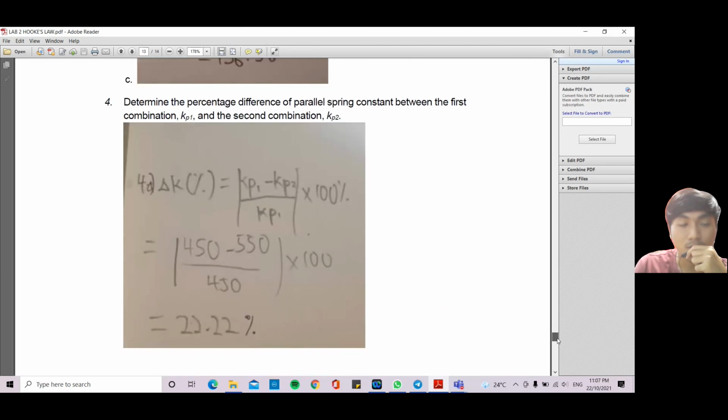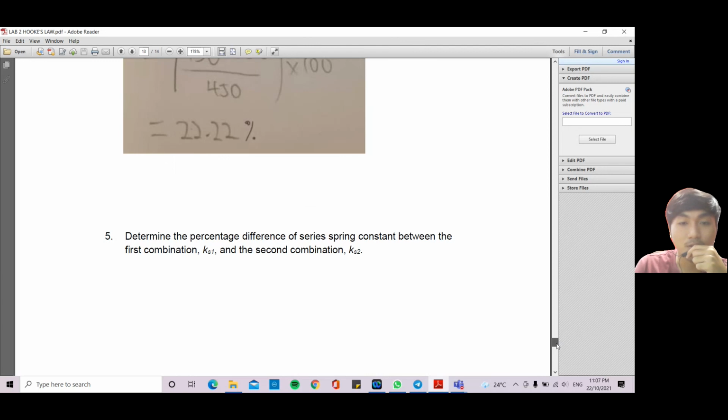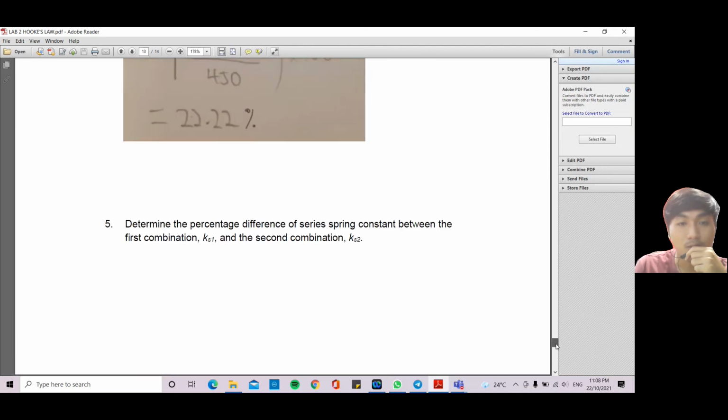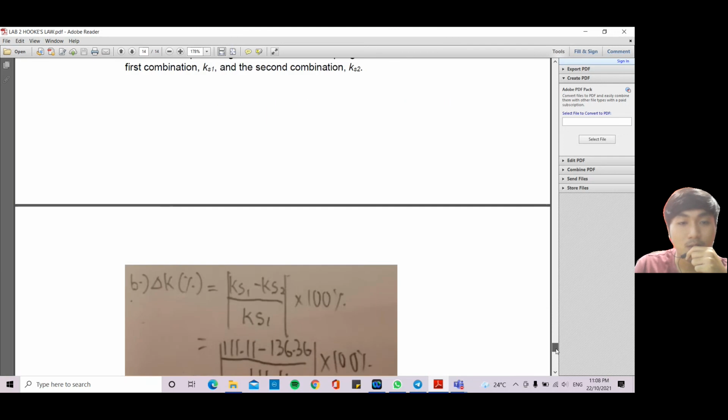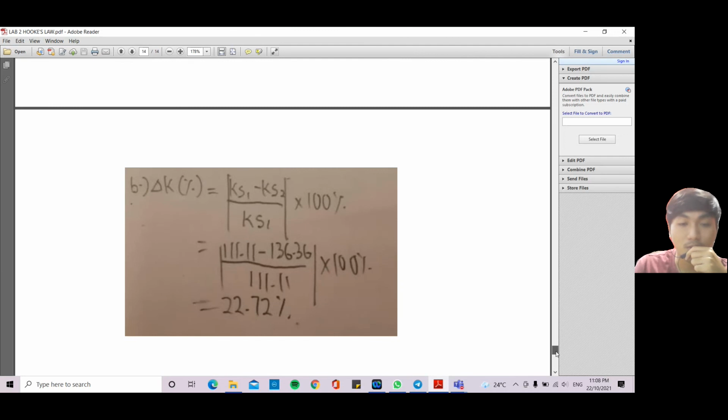So number 4 is the percentage difference for parallel spring between both combinations Kp1 and Kp2. From the calculation, we get 32.32%. And for the series spring, same as well, between both combinations Ks1 and Ks2, we did the calculation and we get 22.72%.